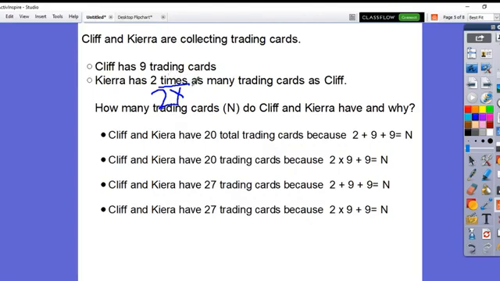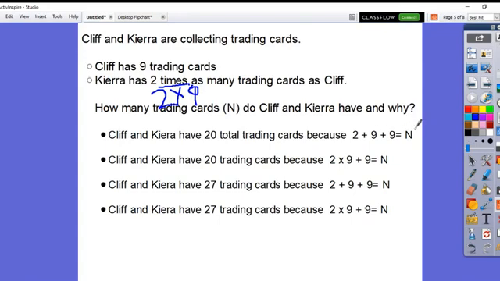Cliff has how many? 9. So Kiara has 2 times as many as Cliff. That's 2 times 9. How many trading cards do Cliff and Kiara have and why? Let's look at our answers down here. Cliff and Kiara have 20 total trading cards because 2 plus 9 equals N.